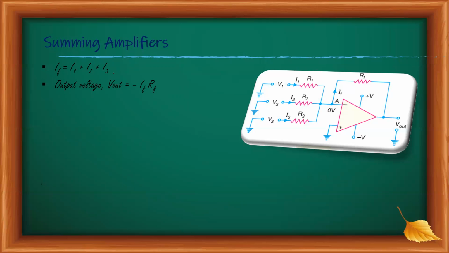And the output voltage V out is equal to minus IF RF, isn't it? The minus comes from the inversion.